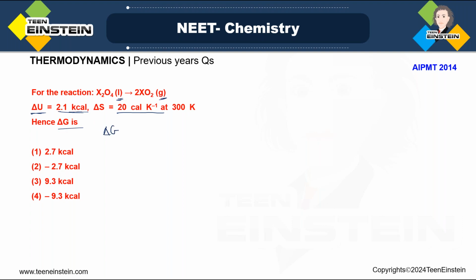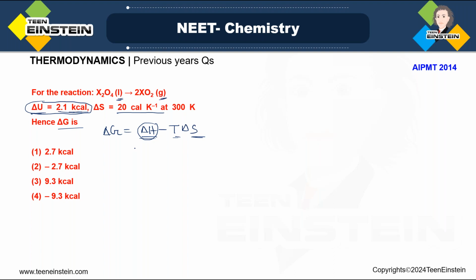Now we know that del G is related to del H and T del S. So if you know the value of del H, the temperature and the entropy change, you can easily calculate del G. But in our case, del H is not given. But what is given? Del U. That means you have to find del H first. You will find del H from del U by applying the relationship of del H and del U.